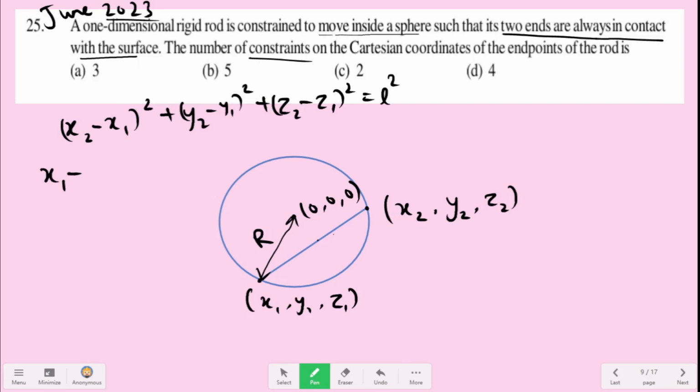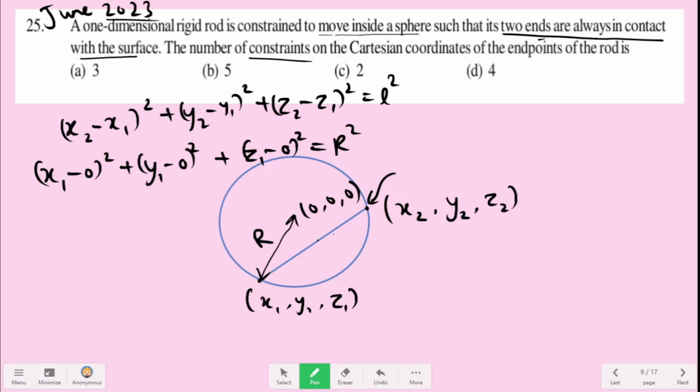Therefore, I can write (x1 - 0)² + (y1 - 0)² + (z1 - 0)² = r². Similarly, I can write for this endpoint as well. At any point of time, the distance between one end of the rod and the center of the sphere will be r, because it is said that the two ends are always in contact with the surface.